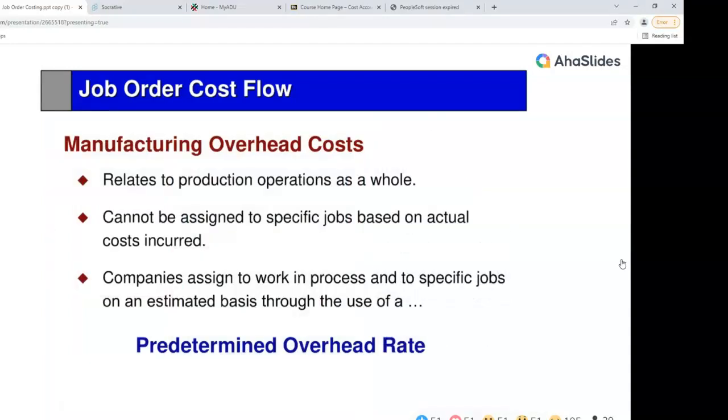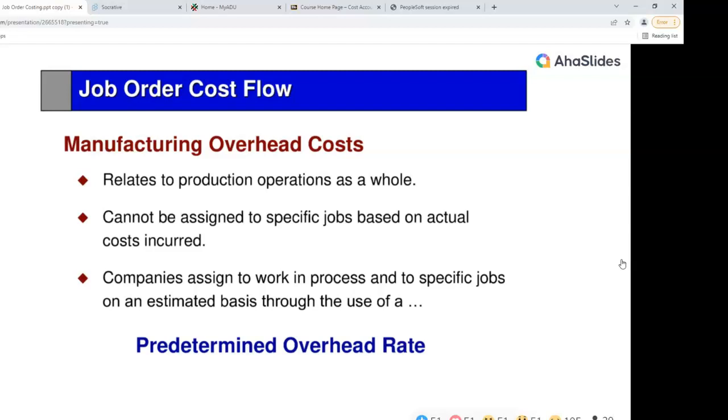The third cost element is manufacturing overhead. Now, manufacturing overhead are all indirect manufacturing costs, electricity, depreciation on equipment, okay? Indirect, I don't know exactly how much was used for each job. I haven't got an idea. There's no way I can measure the amount of electricity that goes to each job.